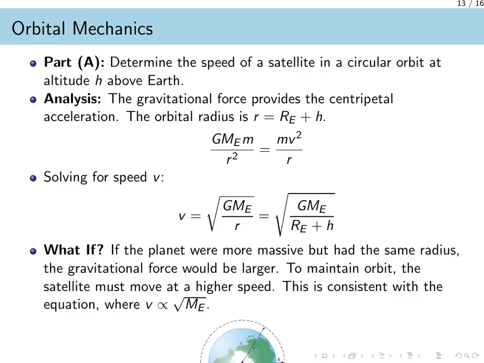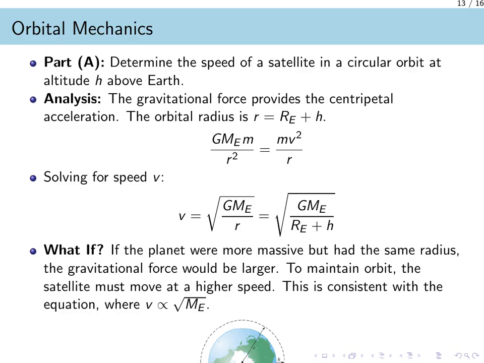Let us determine the speed a satellite needs to maintain a stable, circular orbit around a planet. The key physical principle is that the planet's gravitational force provides the exact centripetal force required to keep the satellite moving in a circle. We can express this by setting the formula for gravitational force equal to the formula for centripetal force, which is m times v squared over r.